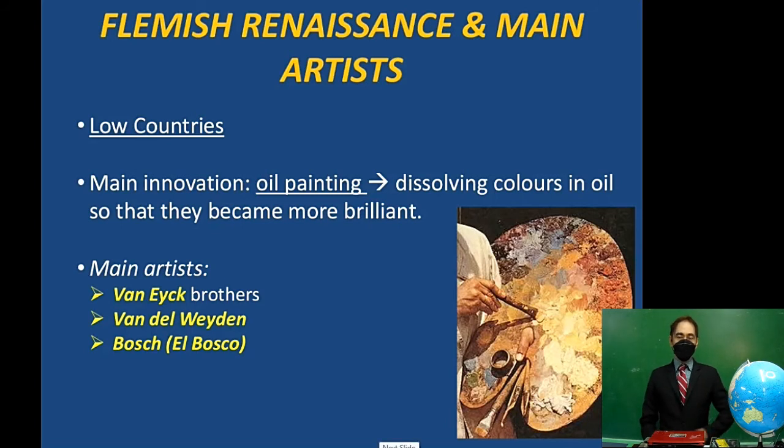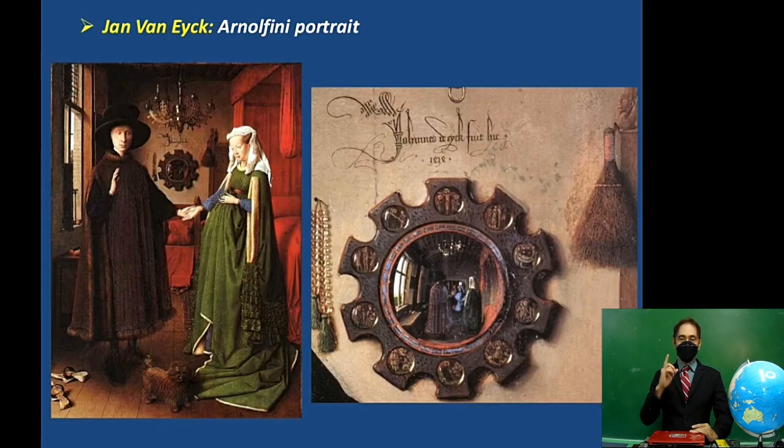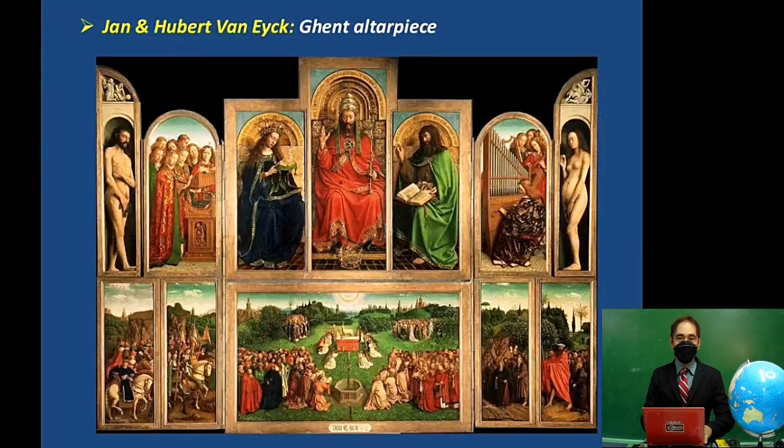Flemish Renaissance and main artist. Low Countries, main innovation, oil painting, dissolving colors in oil so that they became more brilliant. Main artists, Van Eyck brothers, Van der Weyden, Il Bosco. Jan Van Eyck paintings. Jan and Hubert Van Eyck, the Ghent altarpiece.